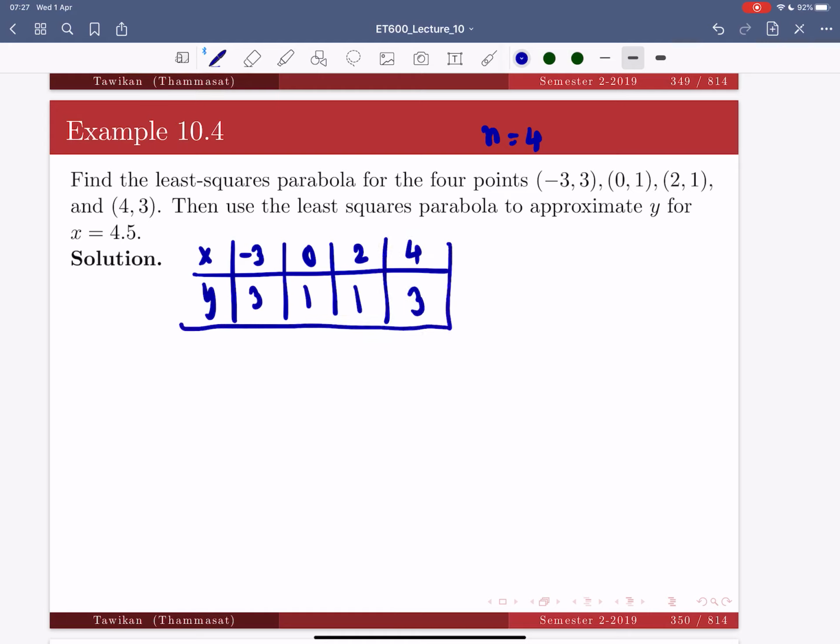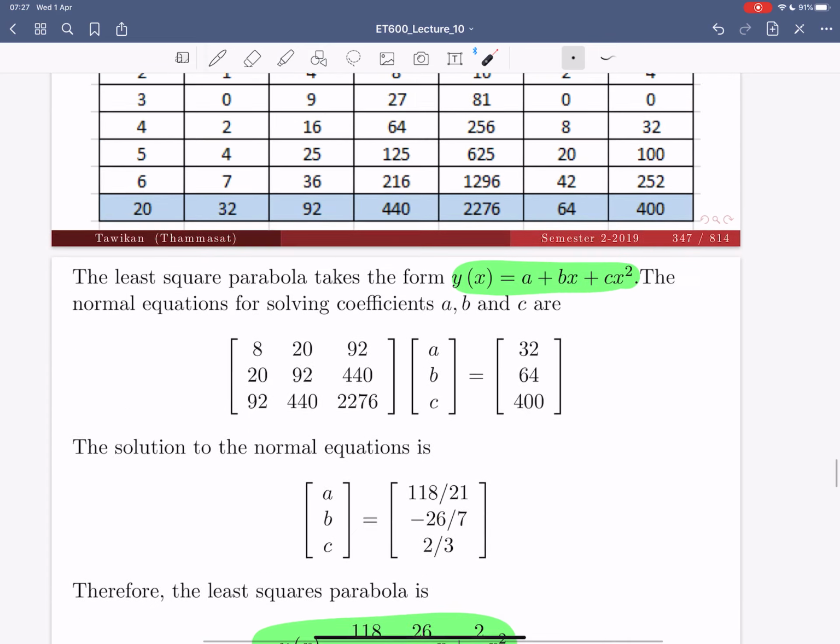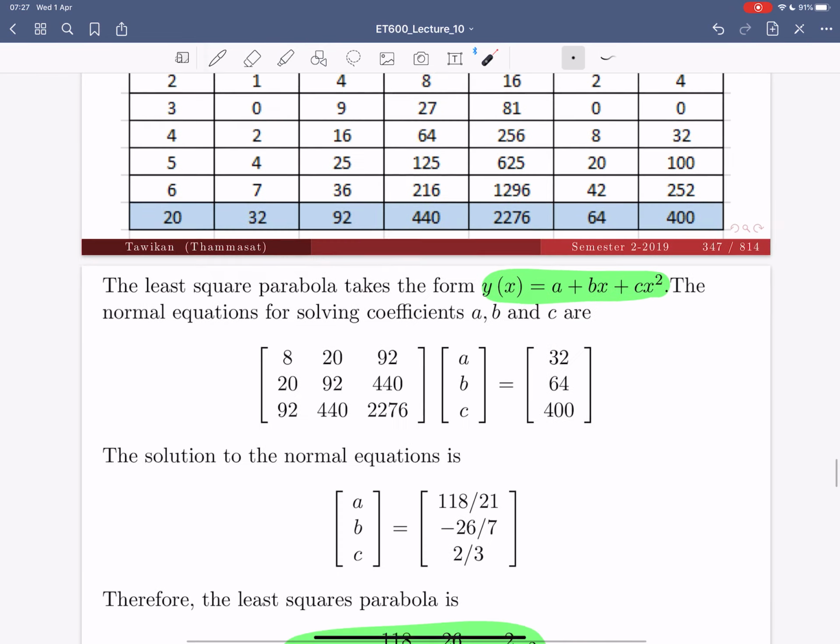Okay. And we want to get a quadratic, or a parabola, by using the technique of least squares. That means we want to minimize the summation of error squared. So the system of normal equations will be the same as in example 10.3.